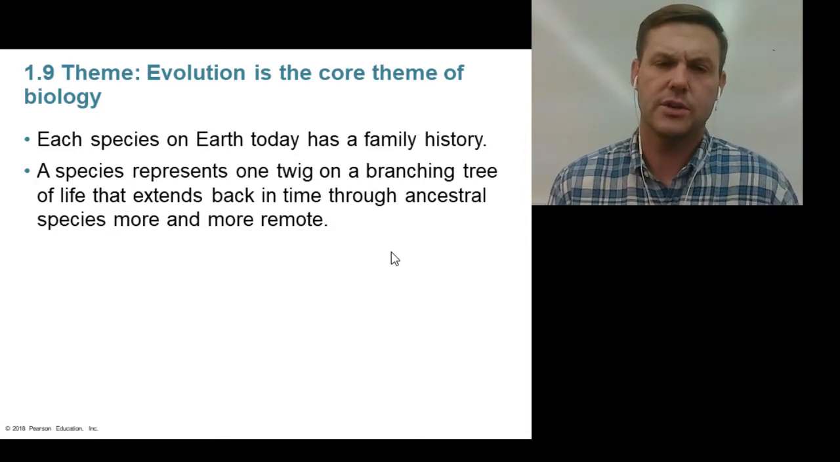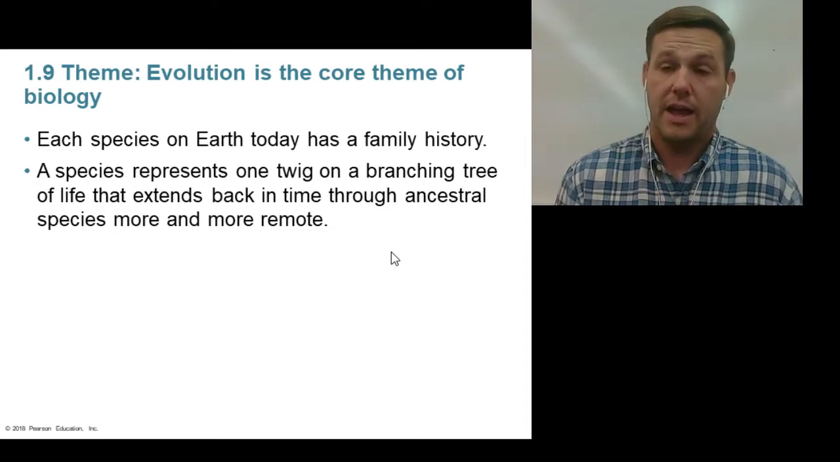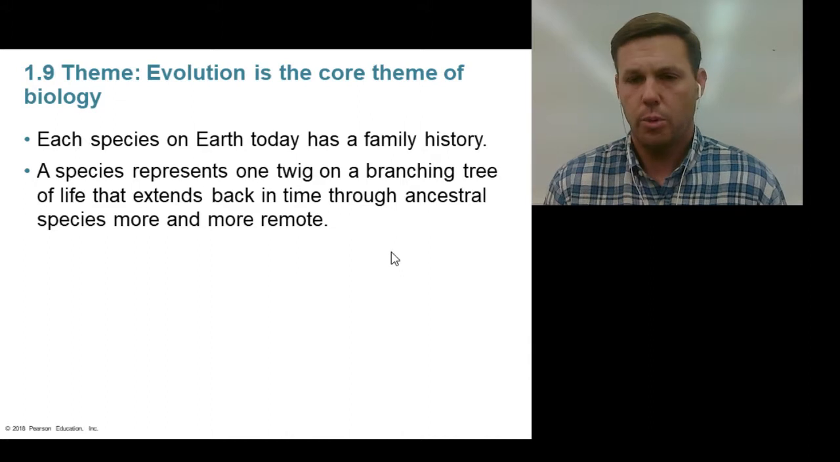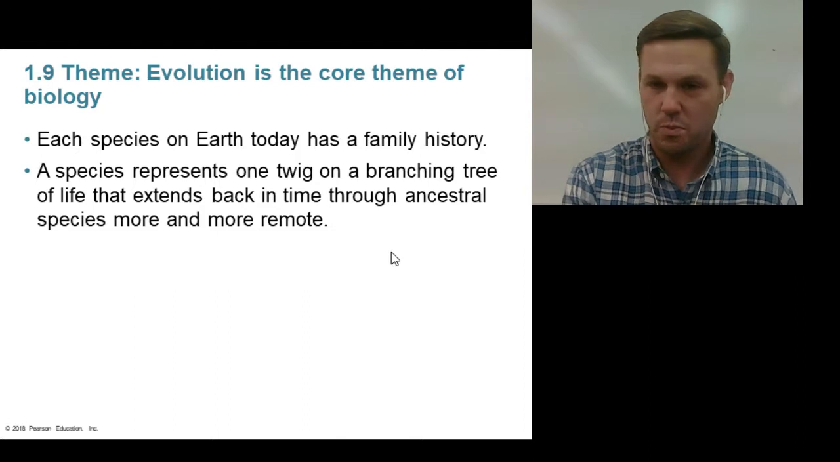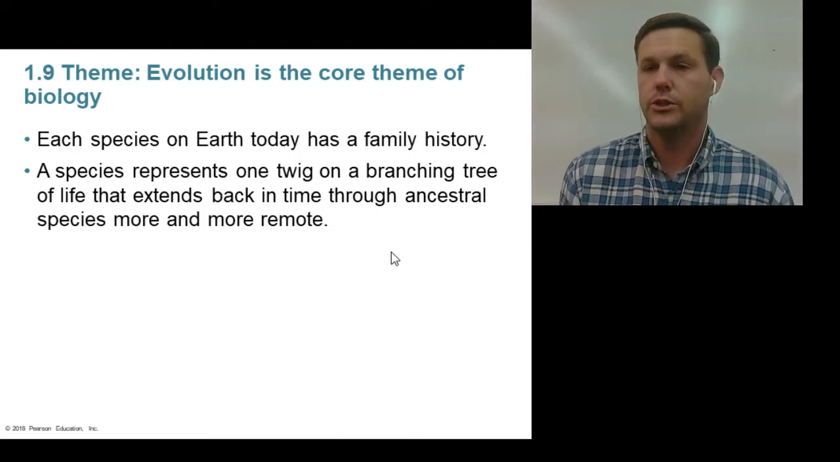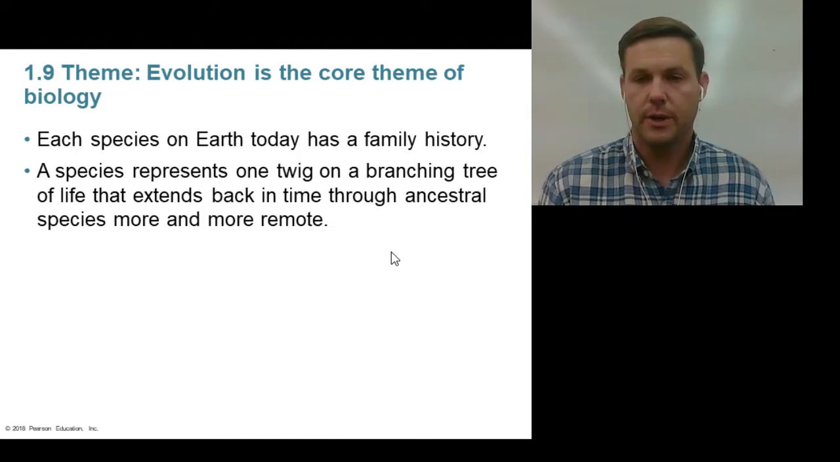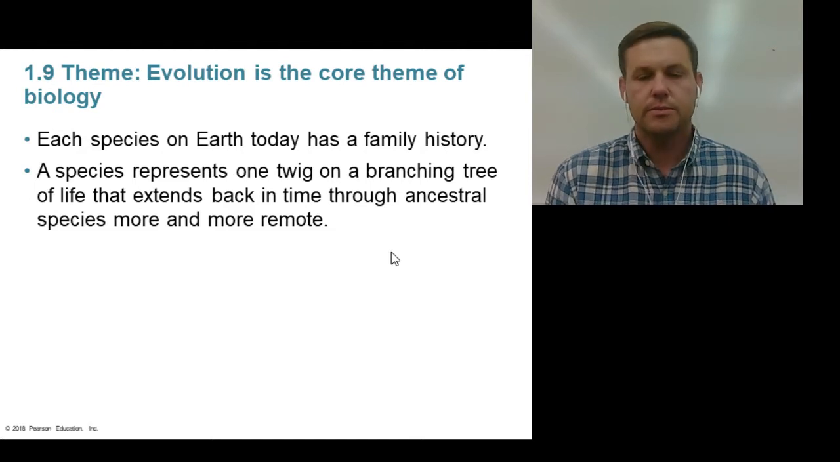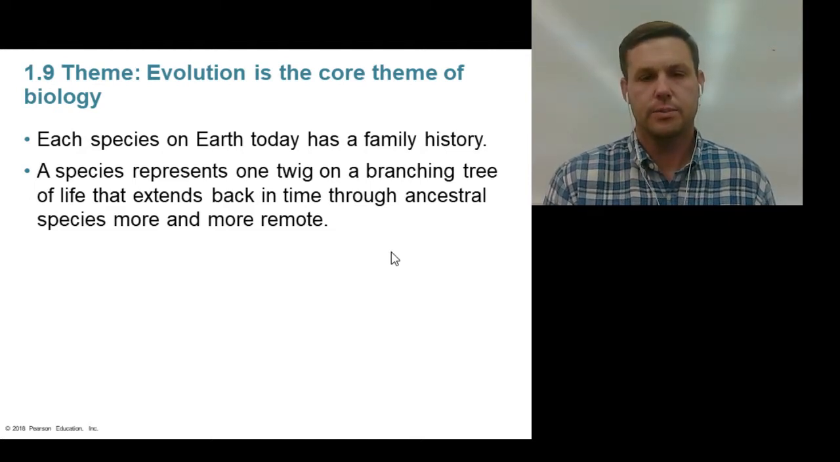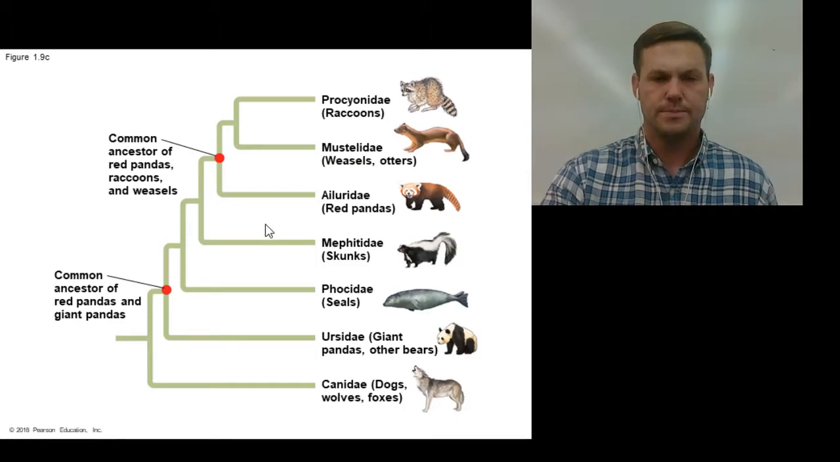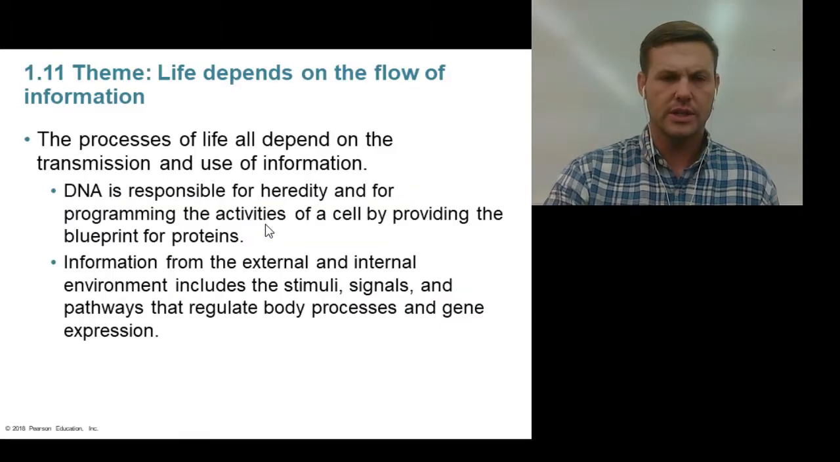Each species on Earth has a family history, and if it's alive now, it has a 3.5 billion year family history. Every single ancestor that led to you, to your dog, to your cat, to the rhinos out in the African belt right now, to any organism you can pick, had reproductive success. A species represents one twig on the tree of life that extends back through ancestral species further and further. That's a phylogenetic tree. We'll look at that a little bit later.